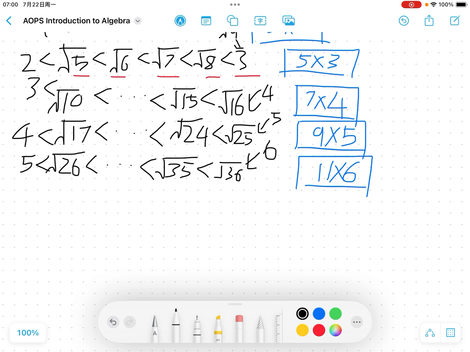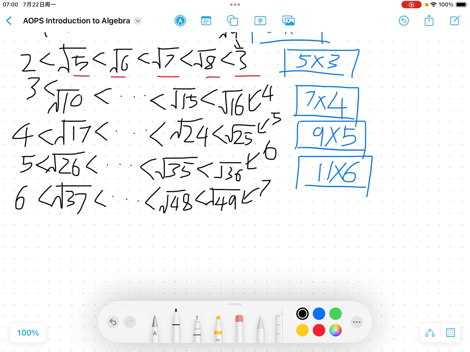Next, we move on to numbers between 6 and 7. We start from root 37, and we go all the way to root 49, because root 49 is just 7. So 49 minus 37 plus 1, which is 13 numbers, have a ceiling function of 7. However, we still have another number, which is root 50. Root 50 is between 7 and 8, so it has a ceiling function of 8.